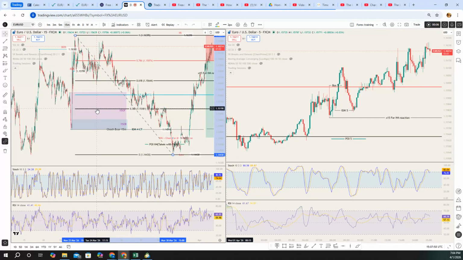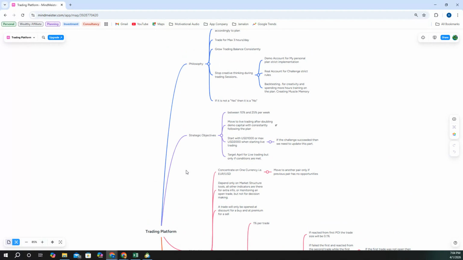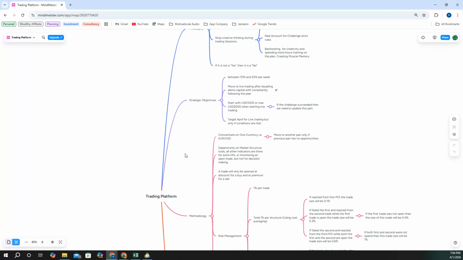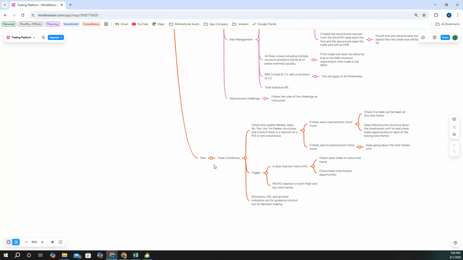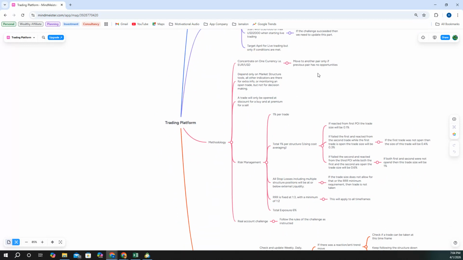In this session, we will continue what we started in the last session, which is continuing our discussion about the trading platform that I'm developing, which consists of four elements: the trading philosophy, the strategic objectives, methodology, which is the trading strategy, and the trading plan. And we stopped in the last session talking about the first part of the trading strategy, which I'm calling as well the trading methodology.